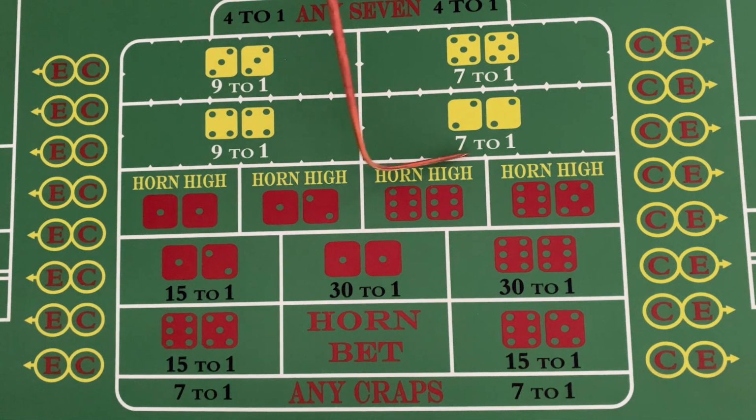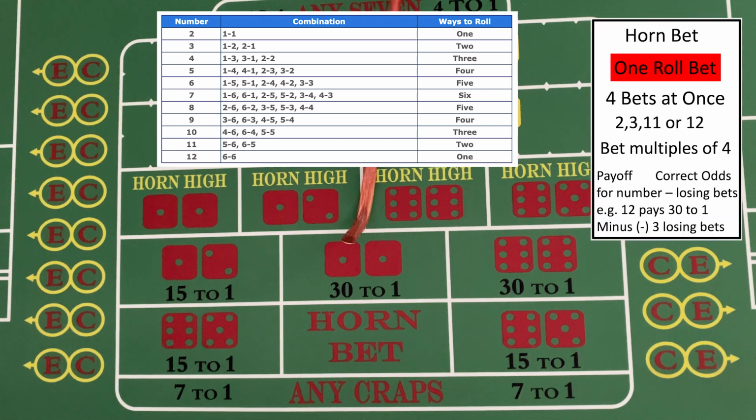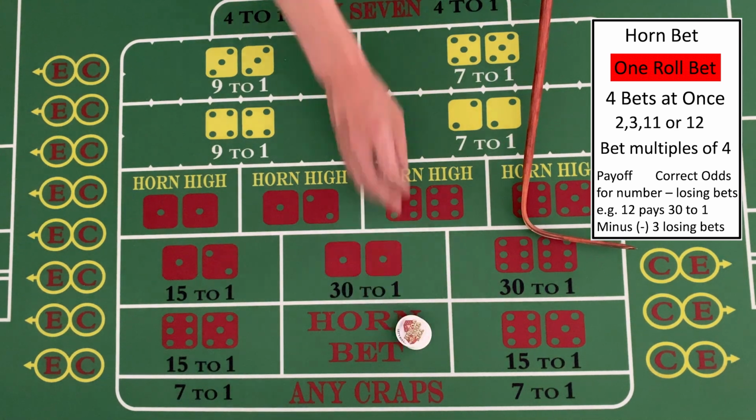If you look at the distribution, the 4 and the 10 are referred to as the outside numbers, so those numbers that are outside the outside numbers, the 2 and the 3, 11 and the 12, are referred to as the horns. So the horn bet is making 4 bets at one time. You are essentially betting on the 2, the 3, the 11, and the 12. And so it's simply made by putting that there.